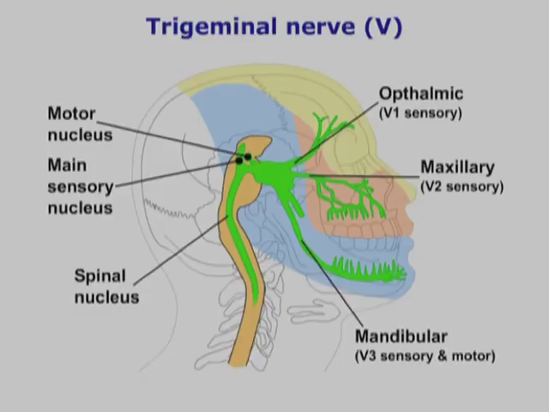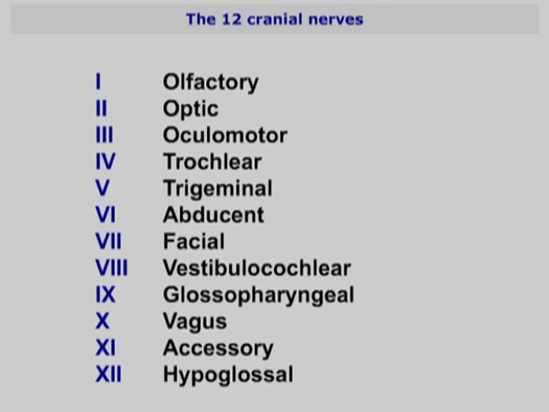The trigeminal nerve, for instance, has a sensory nucleus which extends from the midbrain down to the spinal cord to the second cervical level. As we go through the examination of each cranial nerve, I will give you some background information in terms of their anatomy, function, and clinical significance. The 12 cranial nerves are the olfactory, optic, oculomotor, trochlear, trigeminal, abducent, facial, vestibulocochlear, glossopharyngeal, vagus, accessory, and the hypoglossal.